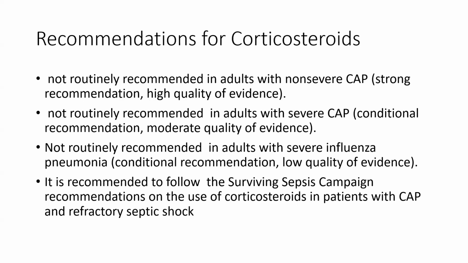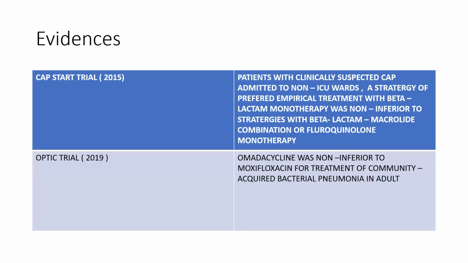Now, regarding the recommendation of corticosteroid, according to IDSA, the routine use of corticosteroid is not recommended for severe and non-severe CAP. But one trial which was recently published in NEJM, that is the CAPE COD trial, was in favor of using corticosteroid in severe community acquired pneumonia. Plus, there is no role of corticosteroid in severe influenza. And if we are planning to add corticosteroid, then it should be according to the Surviving Sepsis Campaign guideline if the patient with CAP presents with refractory septic shock.